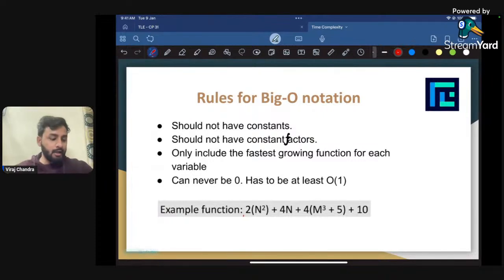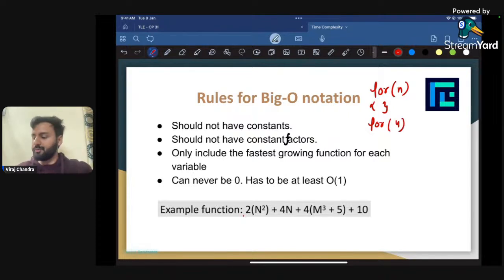Okay, cool. Now, we have very specific rules that we follow for big O notation. Let's discuss them. We have 4 rules for big O notation. The first: should not have constants. What does this mean? I'll give you a very simple example. Let's say you have a for loop and it runs in n order. Then you have another for loop and this runs, let's say, only 4 times.